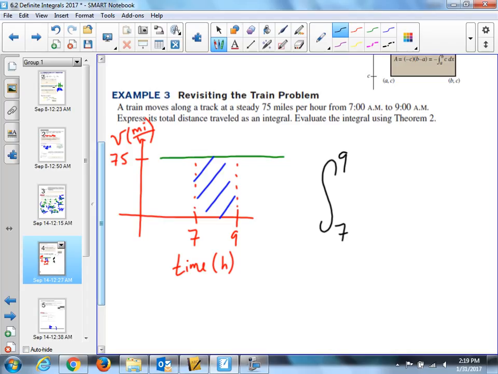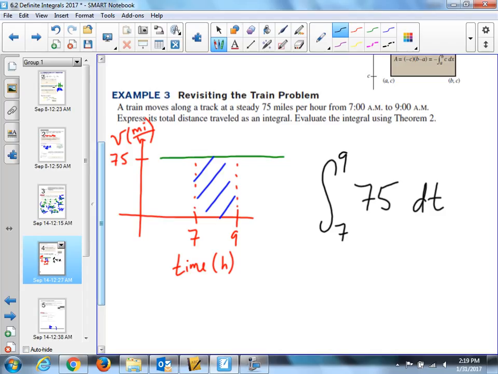And the function is a constant function. It's 75, right? V equals 75 at any time that we're told of, at least in this portion of the problem. I'm sure the train stops eventually. Now, normally we'd put dx, but since we're talking maybe about times, you'd call this time t. So I'm going to put dt, just so you get used to seeing things without axes. Okay?